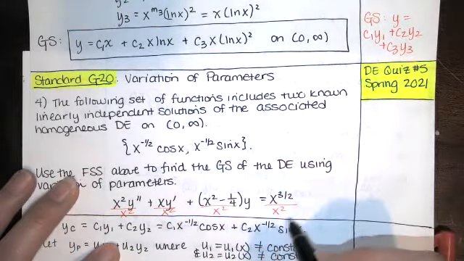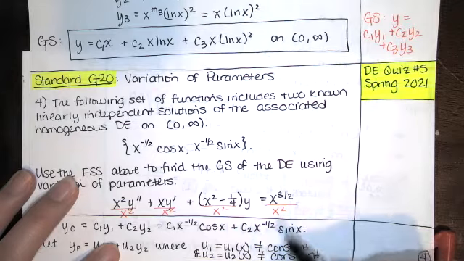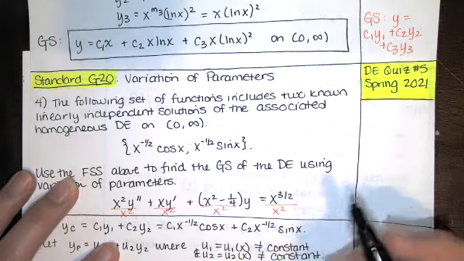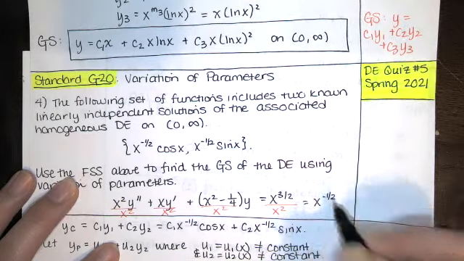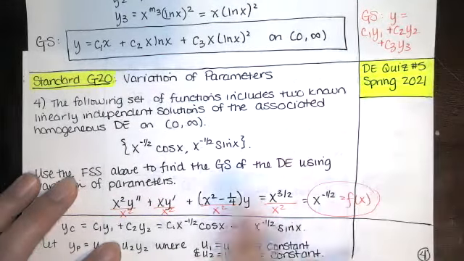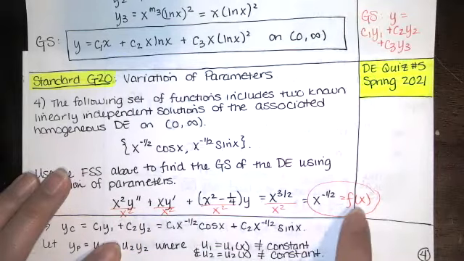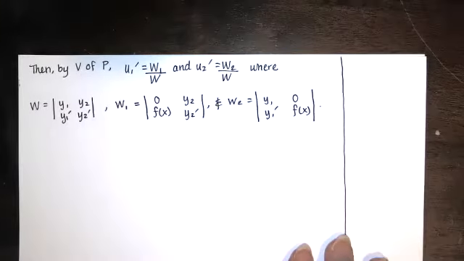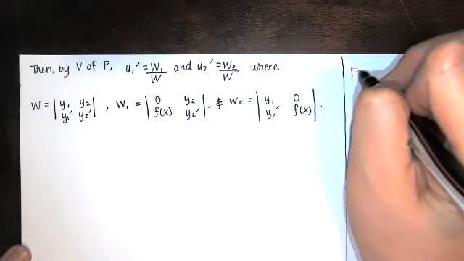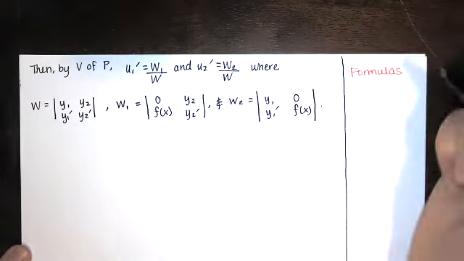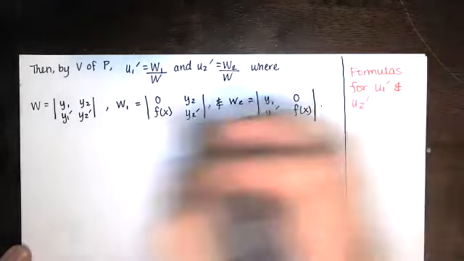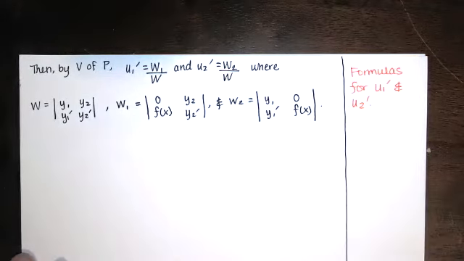And that's going to lead to, well, x to the 3/2 divided by x squared is x to the 3/2 minus 2, or 3/2 minus 4/2, which is negative 1/2. This is our f of x when the coefficient of y double prime is 1. That gives us our f of x. Okay. So we have stated the formulas for u sub 1 prime and u sub 2 prime. Now we just need to compute the w's and then substitute.